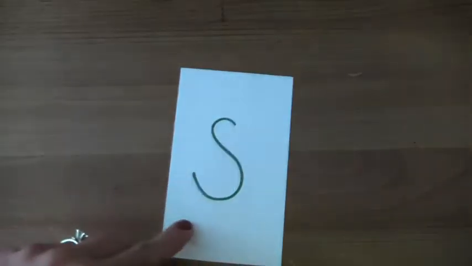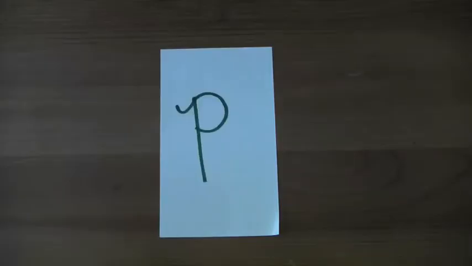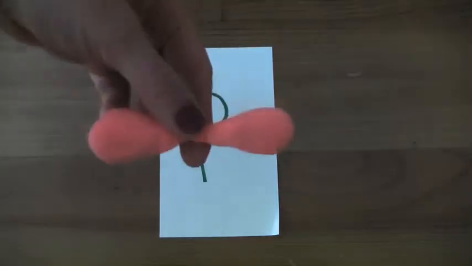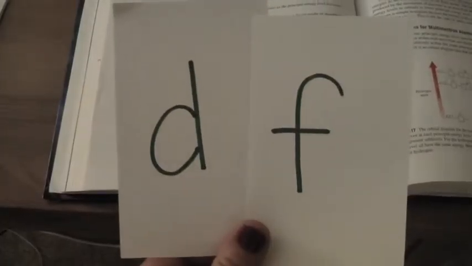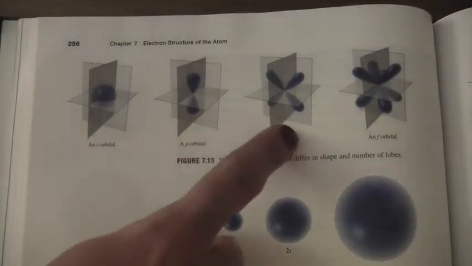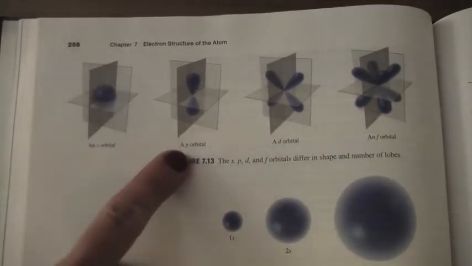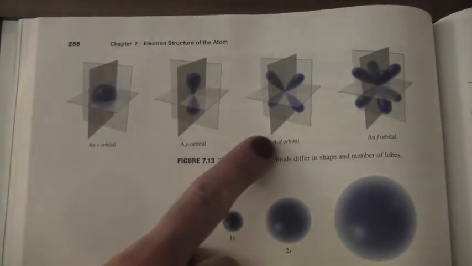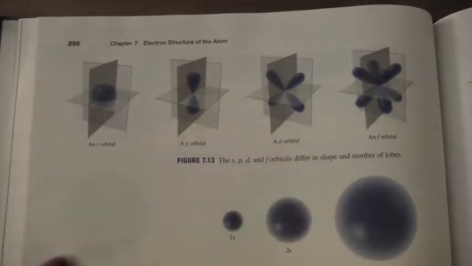The first four types of occupied orbitals are s, p, d, and f. Let's first look at s orbitals. An s orbital is a sphere. A p orbital is shaped like a dumbbell. And d and f orbitals are even crazier. On page 256 of your text, you can see all four types of orbitals. We already talked about the s orbital. It's a sphere. A p orbital is shaped like a dumbbell. A d orbital is a clover, and an f orbital is shaped like this.